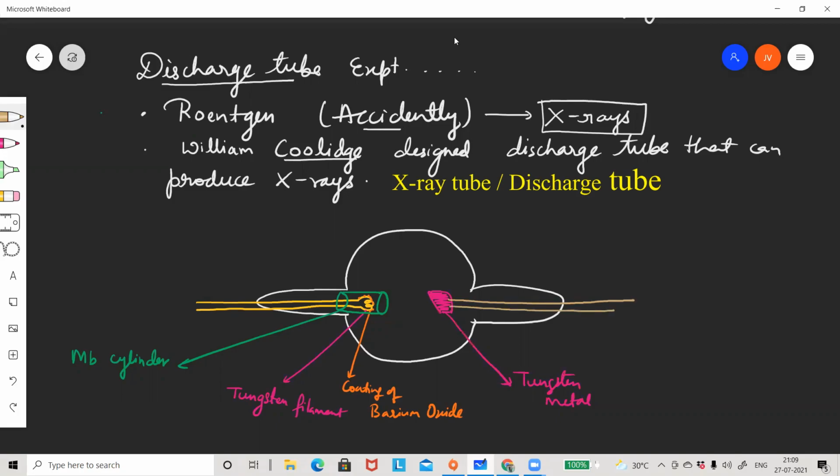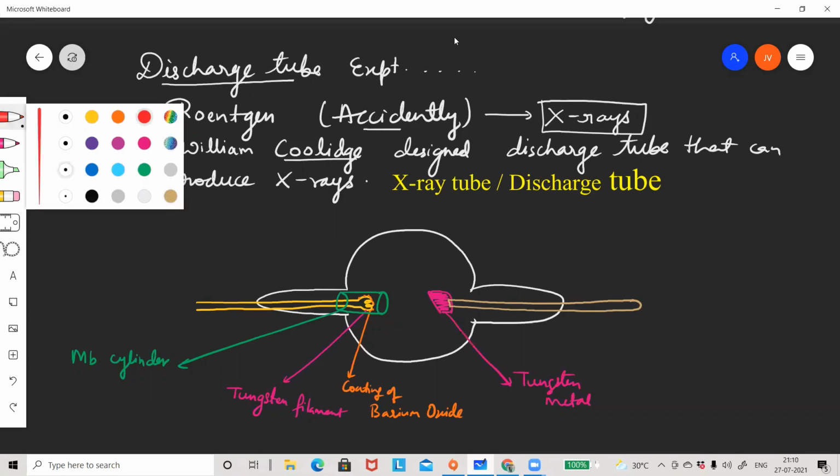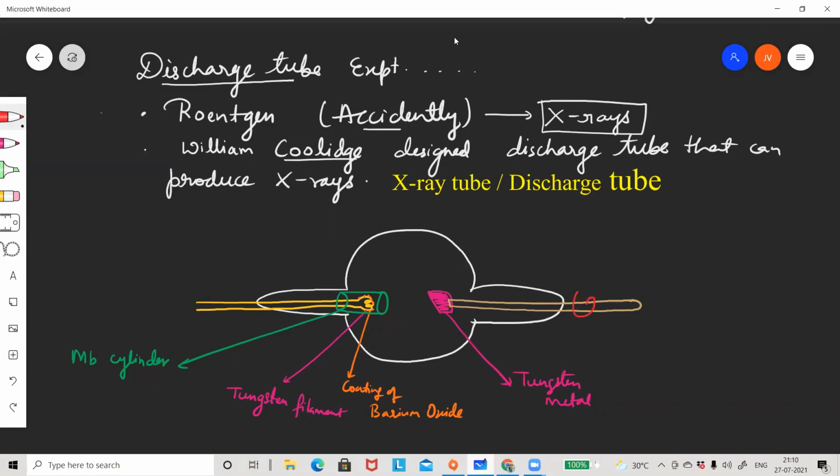So this is connected to a copper rod. Because when the electrons from the tungsten filament hit the tungsten metal, an intense amount of heat energy is produced. That heat energy has to be extracted. That is why this end will be connected to a coolant. Coolant means what? Through one end water is pumped in, and through the other end water is pumped out, like this. So a coolant can extract heat.